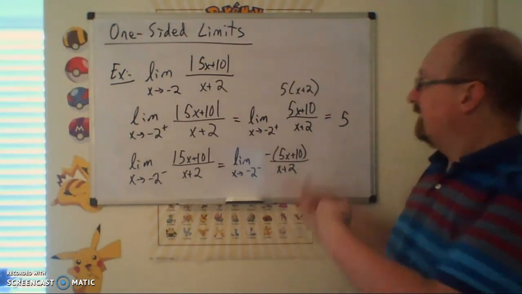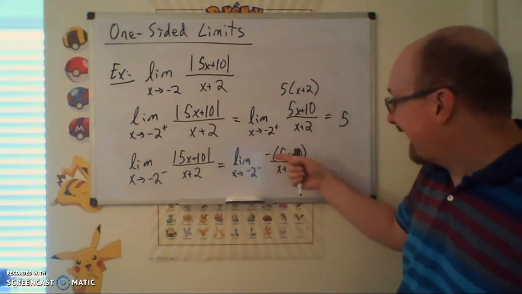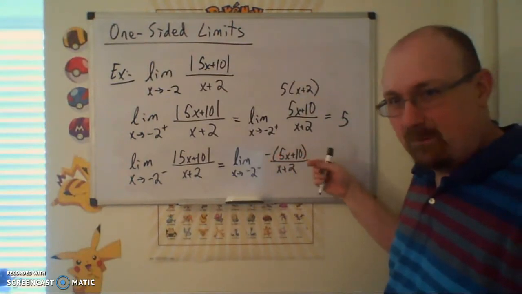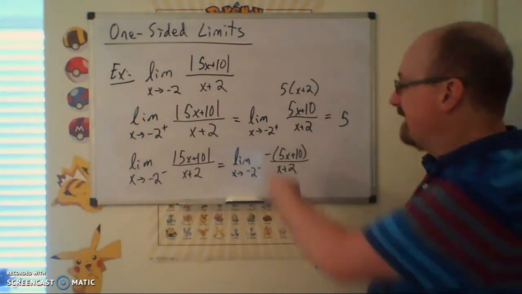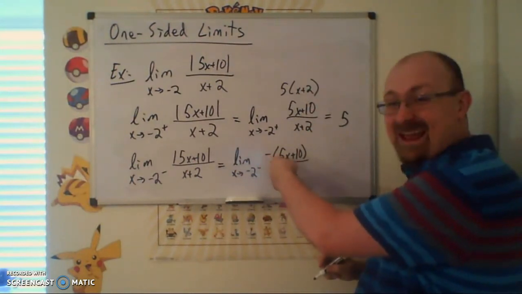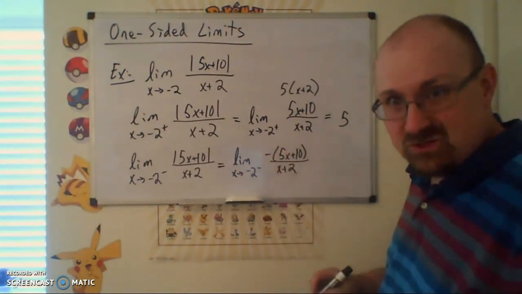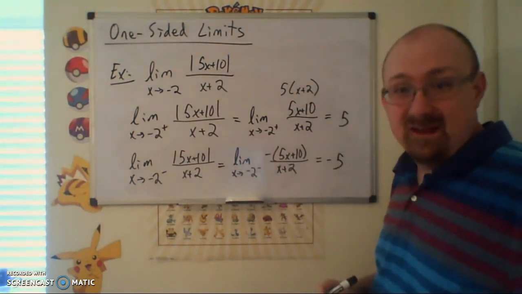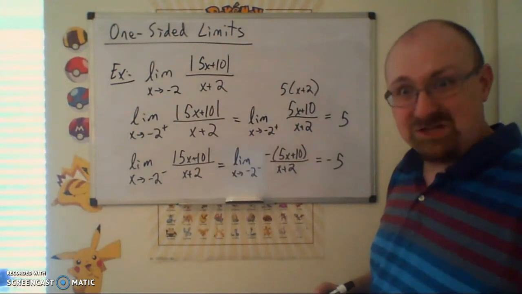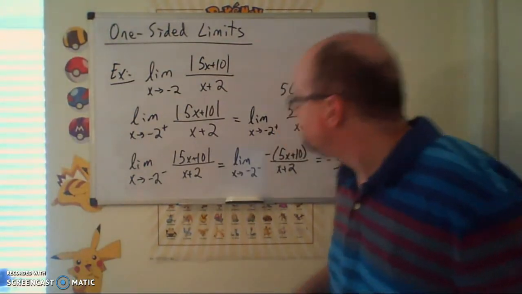So again, we can factor off the 5. We have -5 times x plus 2 in parentheses. They cancel out just like before. But now instead of just a 5, we have a -5 here, and then just a 1 down below. So we see the left-hand limit is -5. Again, matching up with what we saw in our picture.